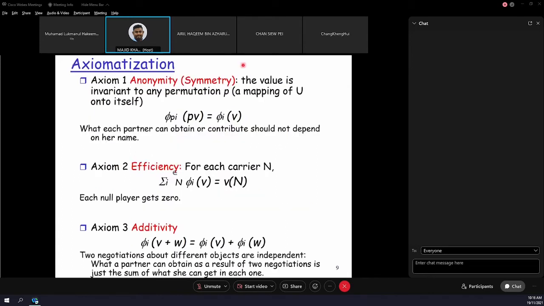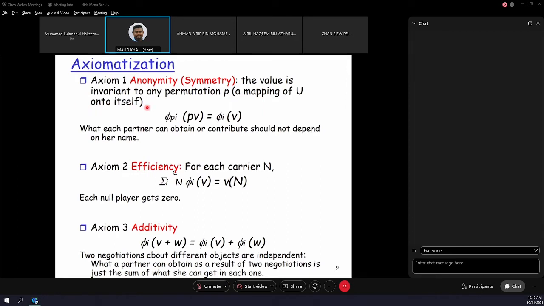So in order to solve this one, if you still remember, Lord Shapley, he is the 14th Nobel Prize winner, have proved the theorem of Shapley using 3 axioms. The first axiom, a game should be symmetric. It means that the value is invariant to any permutations or order. It means you should have a mapping of U onto itself.